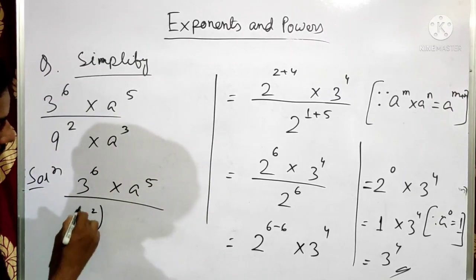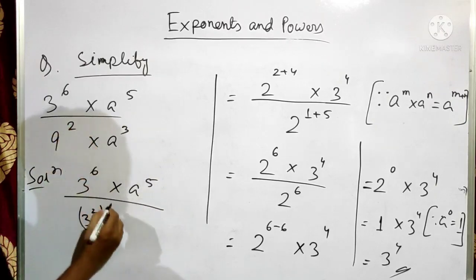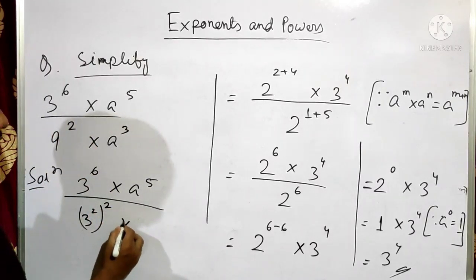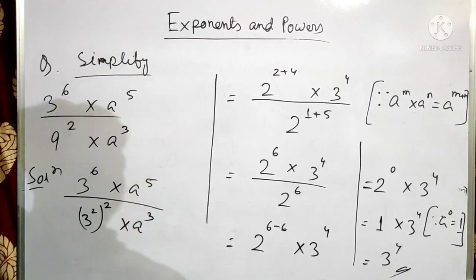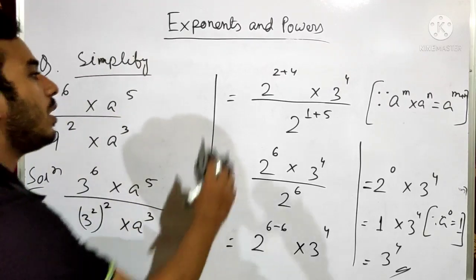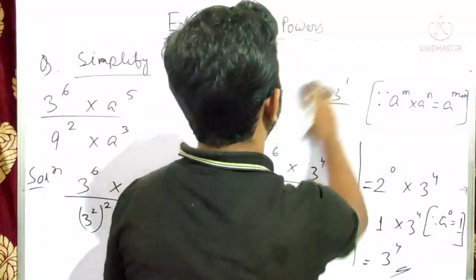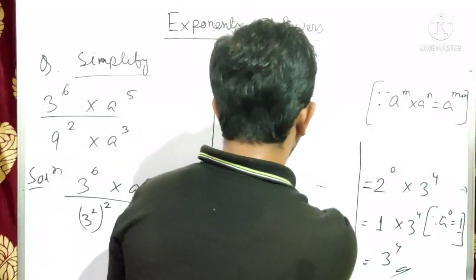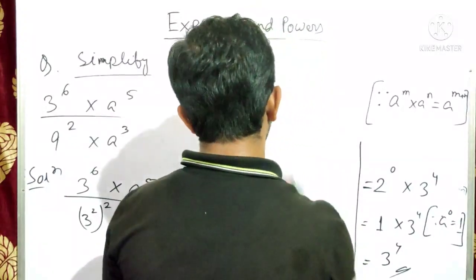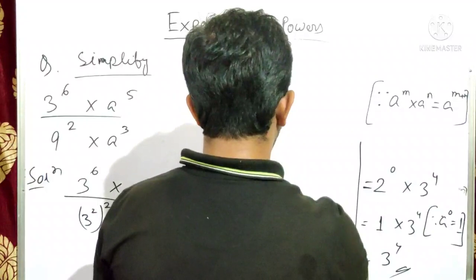Okay, and there 9 has a square, isn't it? So this is that square into a power 3. Clear? Okay. Now look, again the numerator will be the same. We will not do anything in the numerator, rather we will simplify the denominator.